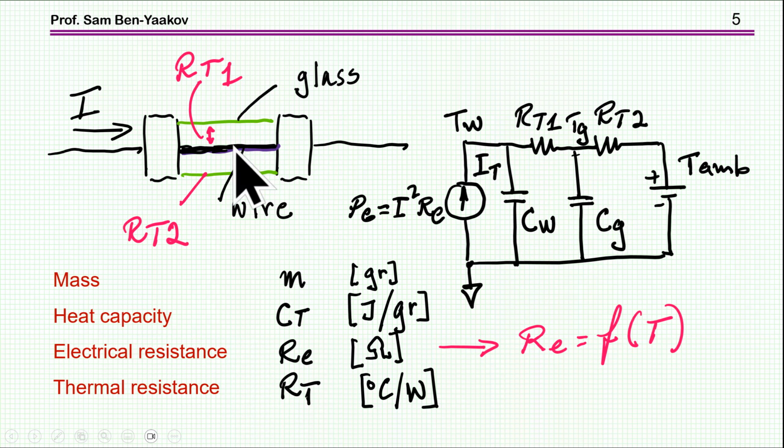It is important to realize that the resistance of the wire is itself a function of temperature. That is, most wires used in fuses have a positive temperature coefficient. As the temperature goes up, the resistance goes up. I'm not going to deal with it. This is just a simplified equivalent circuit, assuming a constant resistance of the wire.